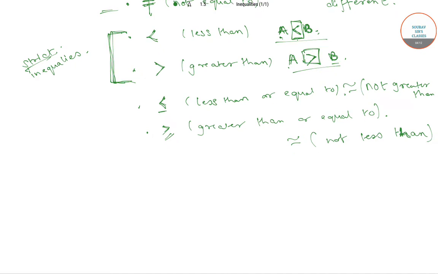So now next is less than or equal to. When we write A, this symbol, B, this means that A is less than or equal to B, or A is not greater than B. Similarly, when we write A greater than or equal to B, this means that either A is greater than or equal to B, or we can say that A is not less than B.